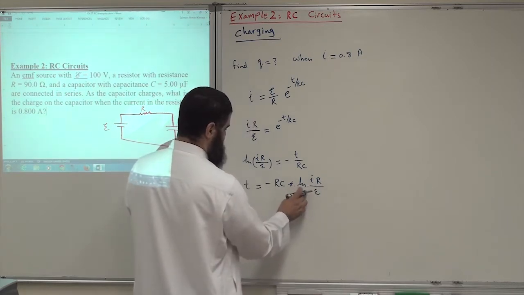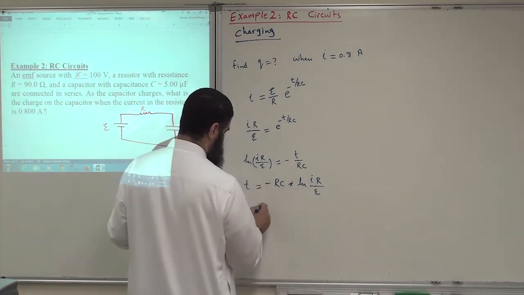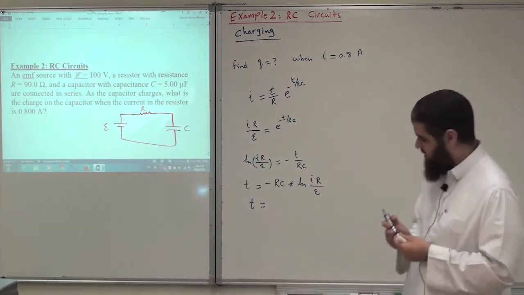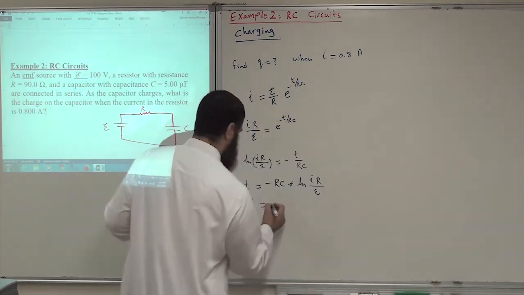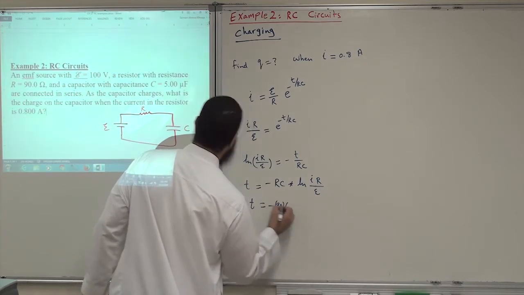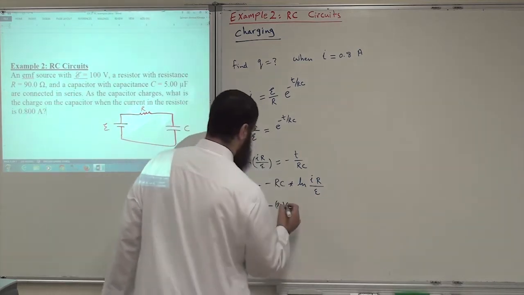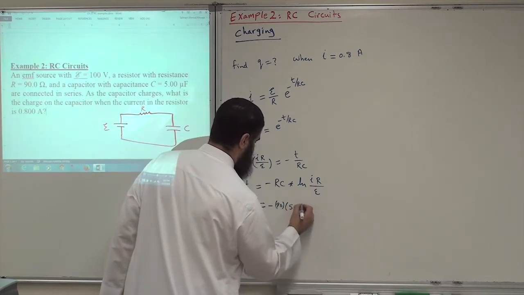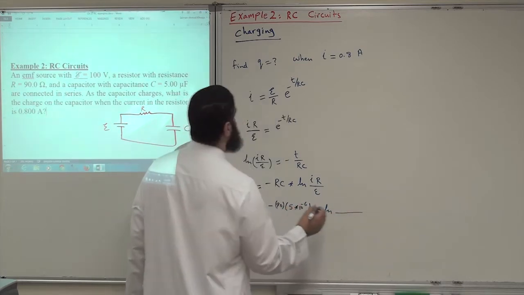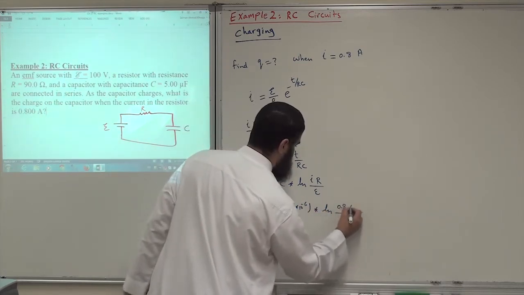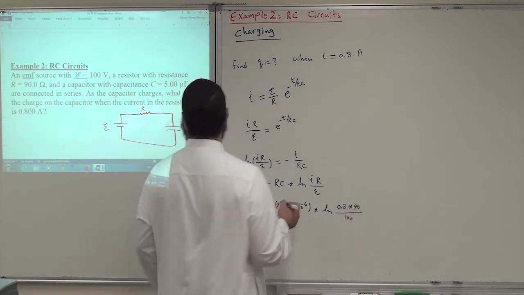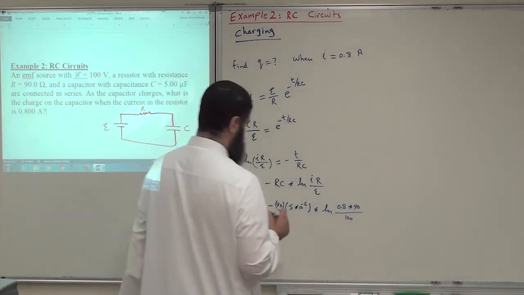Okay, this ln will give us a minus sign. Minus with minus will get the time positive. If you plug in the numbers, it will be minus R, which is 90, multiplied by C, which is 5 microfarad, so 5 times 10 to the minus 6, multiplied by ln of the current, which is 0.8 multiplied by 90 divided by 100, which is E. E is given to be 100 volts.